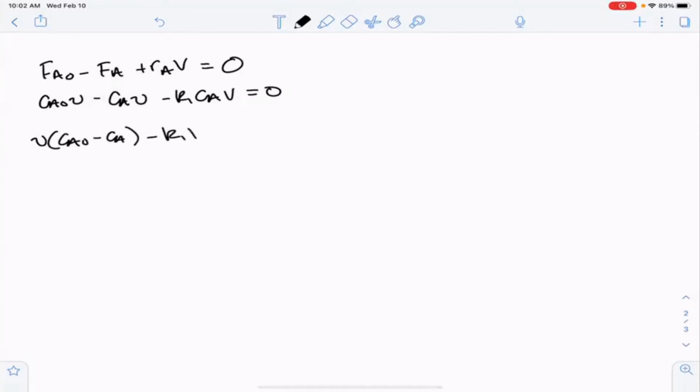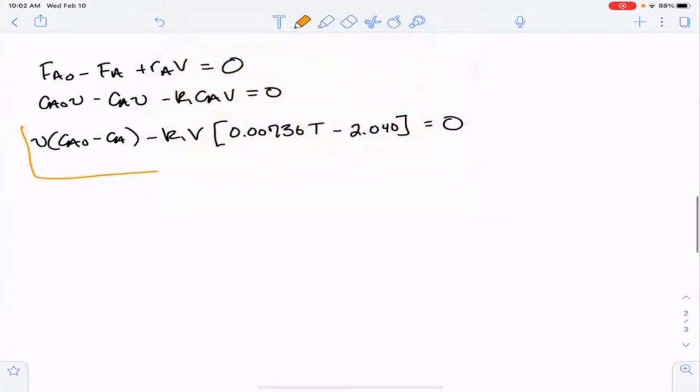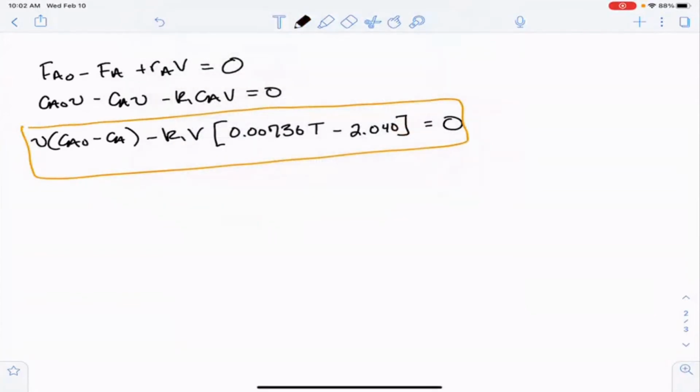Then minus K1 times the volume, which we're given here, times our expression for K1. And that was 0.00736 T minus 2.040. And the unit there was inverse minutes is equal to 0. Nothing changes here. So our mass balance is exactly the same as it was in lecture 12. We haven't done anything to flow rates. We haven't done anything to the volume. So this should be fine.